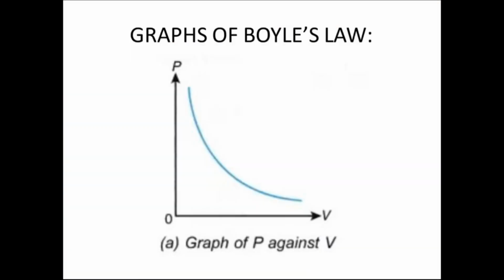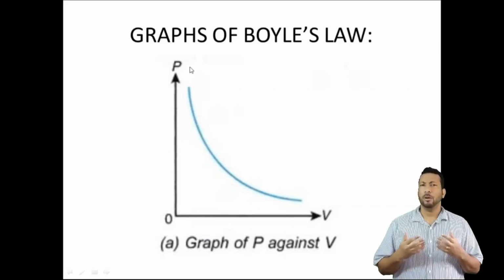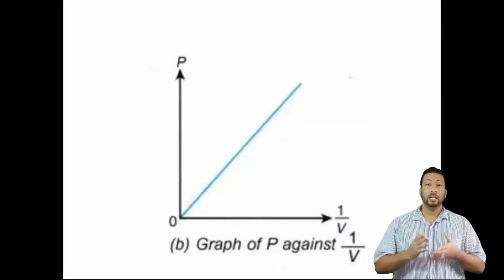So this graph of Boyle's Law here shows a curve. Why is there this curve? Well, as the volume increases, the pressure then decreases. So it curves downward like that as volume increases. And then as the volume decreases, it curves upward because the pressure increases. Remember that if there is an inverse relationship, when one increases, the other decreases and vice versa.